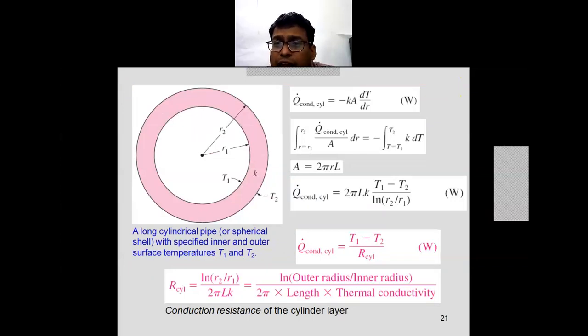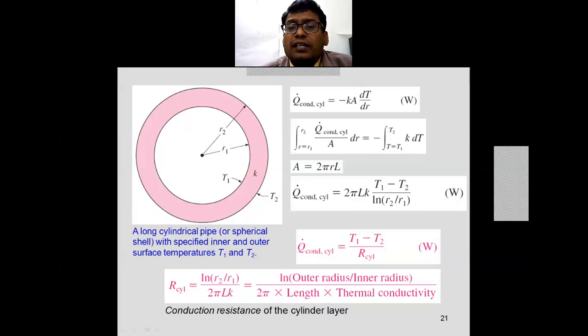So in case of a cylinder, we have Q, which is equal to minus K dT upon dr, times the area, which is 2 pi r L, the outer surface area. And after integration, you will get 2 pi K L into T1 minus T2 upon ln of R2 upon R1. So the temperature difference, or the remaining terms, will be taken into account as the resistance. So our cylinder will have the resistance ln of R2 upon R1 upon 2 pi K L. That is, the ln of outer radius to inner radius upon 2 pi length into the thermal conductivity, which is the resistance in one cylinder.